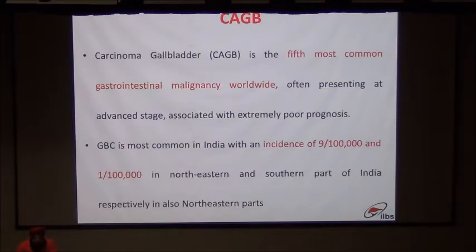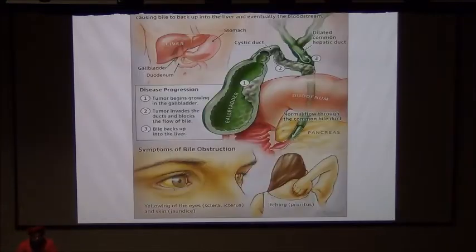To start with, CAGB is the fifth most common gastrointestinal malignancy, and the incidence is 9 per 10 million in India. If you see the tumor progression, the tumor develops in the gallbladder, invades the duct and blocks the bile flow. The bile backs up into the liver, therefore you have different complications of the liver, where you can see jaundice happening, you have itching and other things.